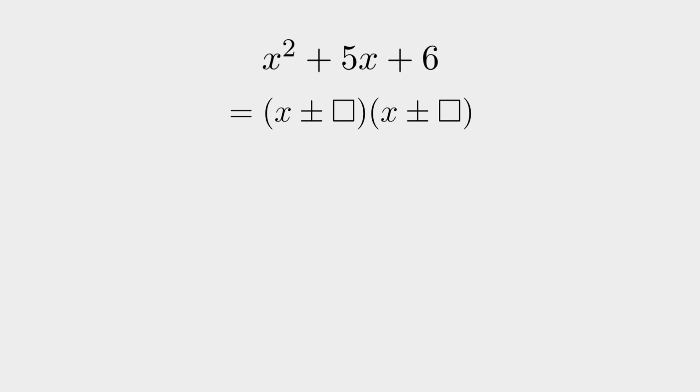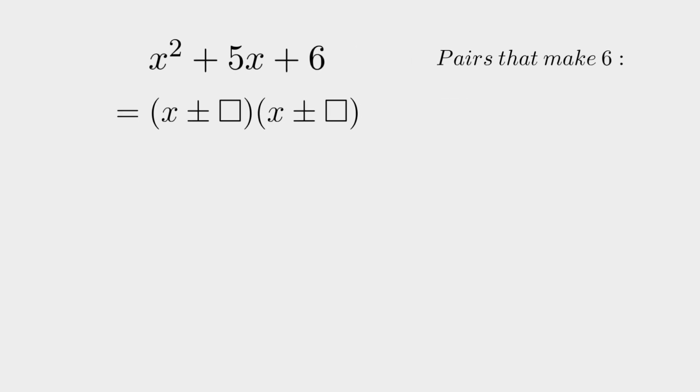We start off by looking at the last term, the positive 6, and we need to find a set of numbers that when they multiply with each other, the answer should be positive 6. 1 times 6 is 6, negative 1 times negative 6 is 6, 2 times 3 is 6, and negative 2 times negative 3 is also 6.